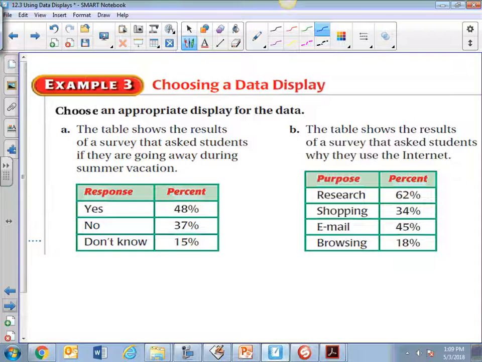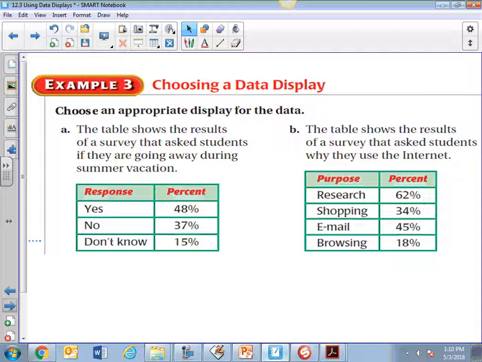It says, the table shows the results of a survey that asked students if they are going away during summer vacation. I guarantee somebody is going to make graphs of this today. It says choose the appropriate display. I'm not going to write it down, let's just talk about it. What do you guys think here? I would agree with you, it is a circle, because if you add all of those together, they represent 100%.